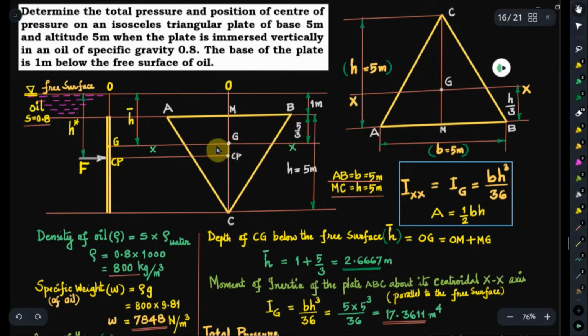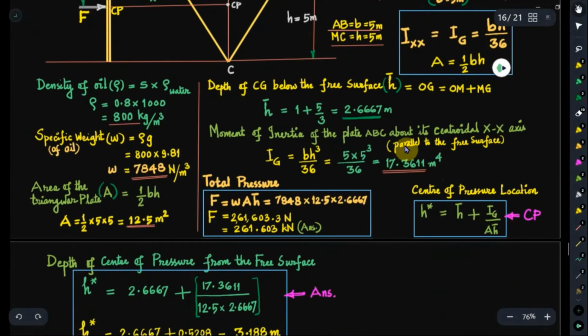We know that the area moment of inertia of the triangular lamina about its centroidal axis parallel to the base is given by BH cube by 36, where B is the base and H is the altitude. So we have to recollect that expression for use here.